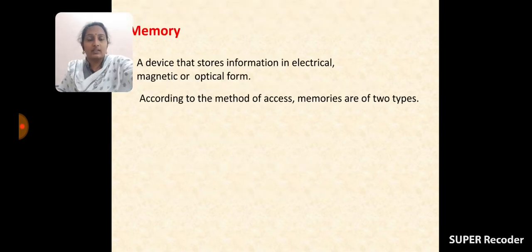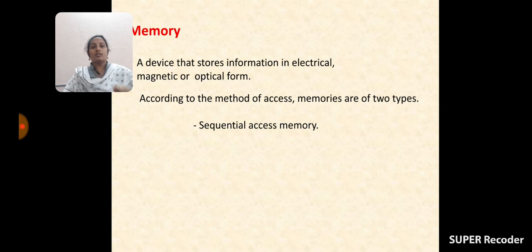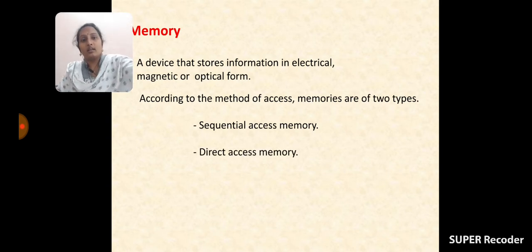It is a device that stores information in electrical, magnetic or optical form. Already I told you, memory is a device used to store binary information. In which form does it store the binary information? Either in electrical form, or in magnetic form, or in optical form. And according to the method of access, the memories are of two types. One is sequential access memory, the other one is random access memory.